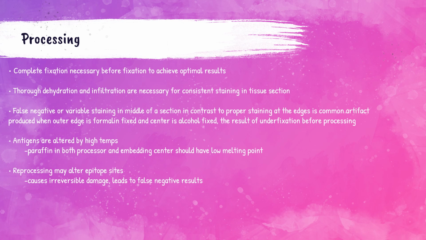Antigens are altered by high temperatures, and tissues that are exposed to a high temperature can be damaged. Reprocessing might also alter the epitope sites, which leads to false negative results. So this photo shows a lymph node tissue that is fixed with formalin. It's stained with leukocyte common antigen, which demonstrates an alcohol-fixed center. This results from an incomplete formalin fixation before beginning the processing steps.